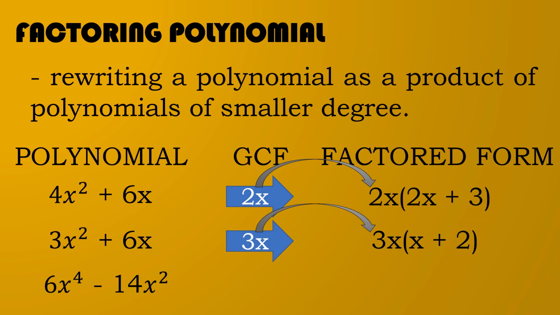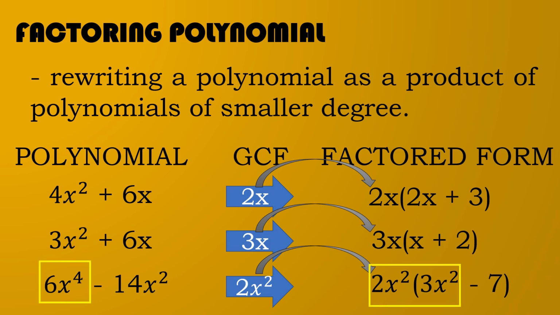6x to the 4th minus 14x squared. Can you give the GCF? Yes, the GCF is 2x squared. Now, can you use the GCF and distributive property to express the polynomial in factored form? The factored form is 2x squared times quantity 3x squared minus 7.